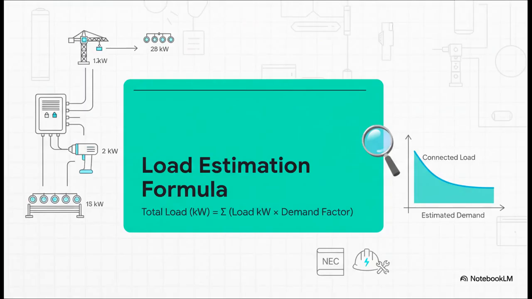Now, a classic rookie mistake is just adding up the wattage of every single piece of equipment. If you do that, you're going to end up with a system that's massively oversized, inefficient, and way too expensive. So instead, we use something called a demand factor. This helps us estimate the realistic peak load, the most power you'll likely draw at any one time, not the crazy number you'd get if every single thing was turned on at once.